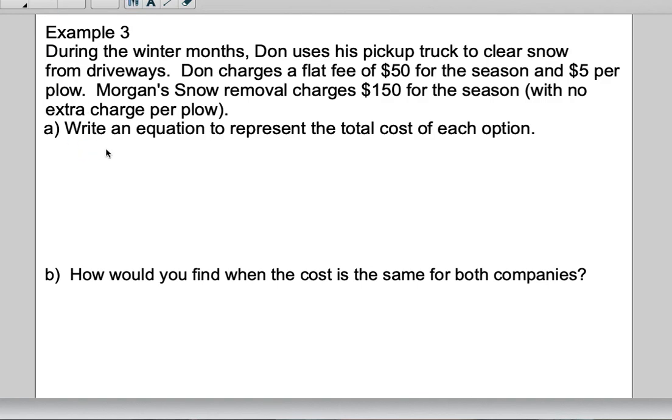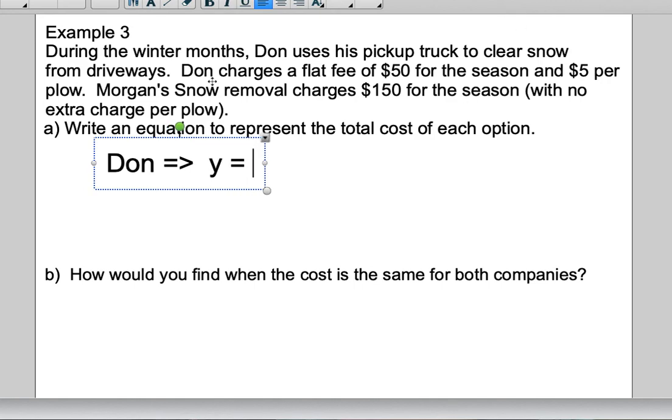So if we are going to write an equation for Don, his total charges are going to be in terms of y. He charges a flat fee of $50. So this is the important information, $50 and $5 per plow. If he's $5 per plow, we'll just call the plow a value of x, and he charges $50, this is going to be Don's equation.